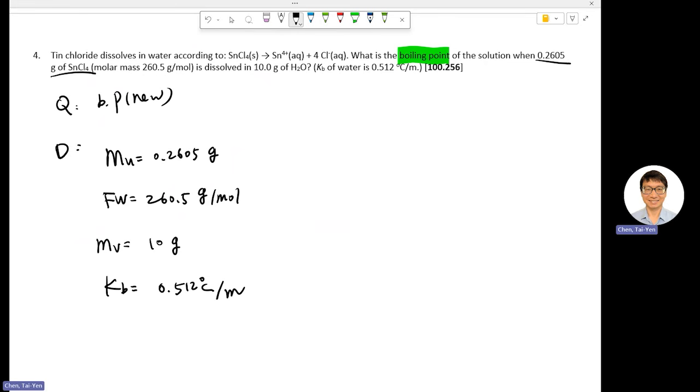So for the plan, you should know that the only equation you have here is this. The change of your boiling point can be calculated using this specific equation: the van't Hoff factor i times your Kb times the molality of your solution. What's your i?